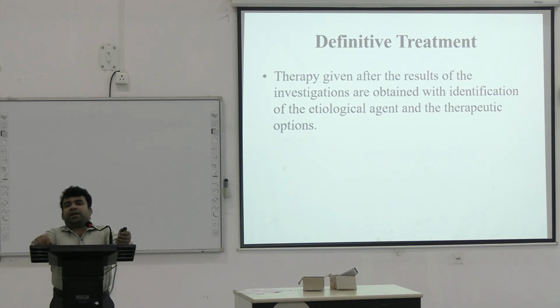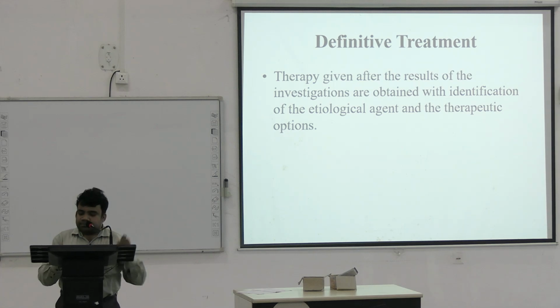So, for empirical treatment, we generally go for a broad spectrum antibiotic so that we can cover a lot of organisms. When we have the preemptive treatment, we narrow it down based on the possible causes. And finally, in the definitive treatment, we give the antibiotic that is required definitively and which has been shown to have in vitro efficacy in the laboratory testing.